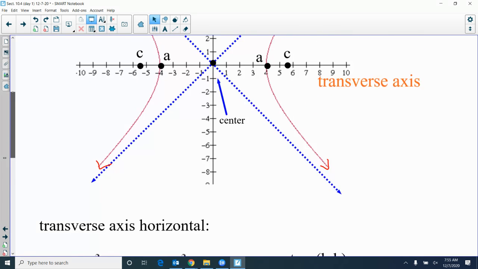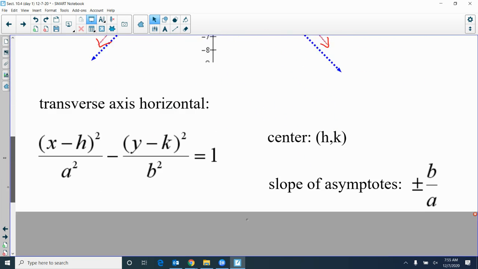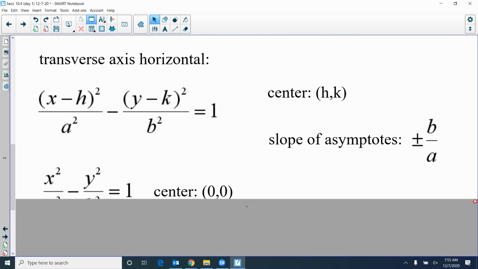So this is how I can figure out how to graph the asymptotes. I go up b over a. It's always rise over run. Always think of that. And rise is always attributed to the y coordinate. Okay, so the y coordinate, look underneath that would tell me b. So it's b over a. So it's always rise over run. That's kind of how I keep that straight in my mind.